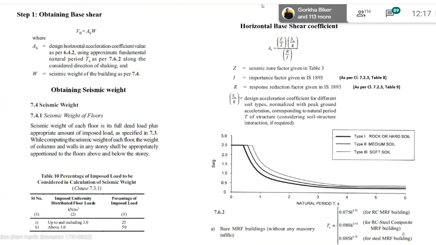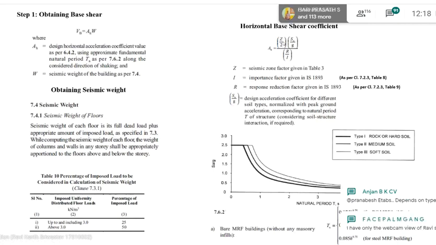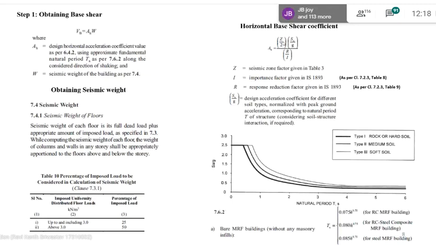So SA by G, first of all, Z. Z is the zone factor. There are different zone factors for different zones. For example, I've shown you 4 zones, zone 2, 3, 4, and 5, right? The code has given zone factors for various zones. For example, in zone 5, which is the more extreme zone, the factor Z is 0.36.